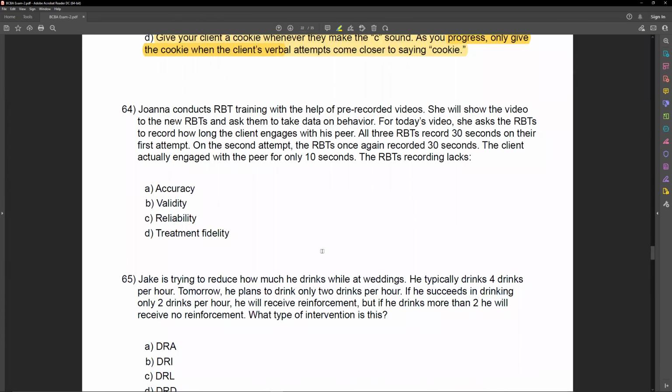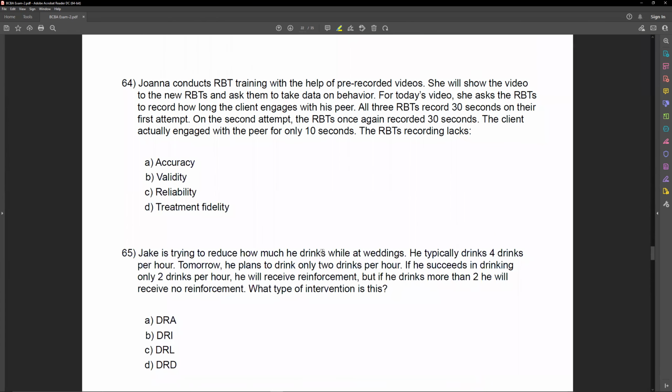64, Joanna conducts RBT training with the help of pre-recorded videos. She will show the videos to the new RBTs and ask them to take data on behavior. For today's video, she asked the RBTs to record how long the client engages with his peer. All 3 RBTs record 30 seconds on their first attempt. On the second attempt, the RBTs once again recorded 30 seconds. The client actually engaged with the peer for only 10 seconds. The RBTs' recording lacks what? All right, so we have our RBTs.